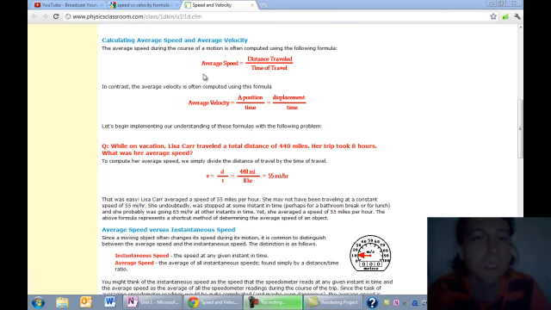Simply, average speed is the distance your object has travelled over the time that it travelled. That's it. Your average velocity, however, is your change. Delta means change. Your change in position over change in time, or in other words, displacement over time. Okay? So that's the difference between the two. One is distance over time, the other is displacement over time.